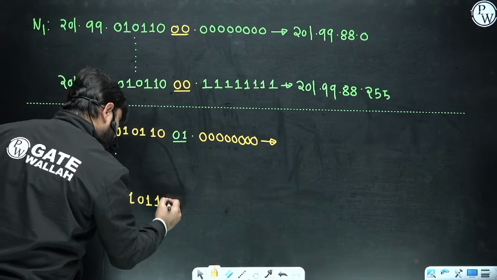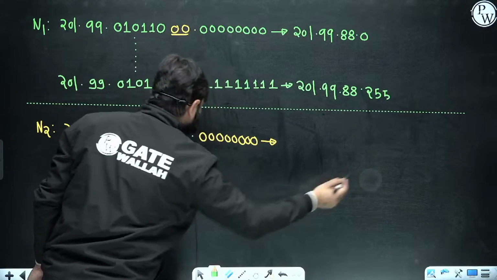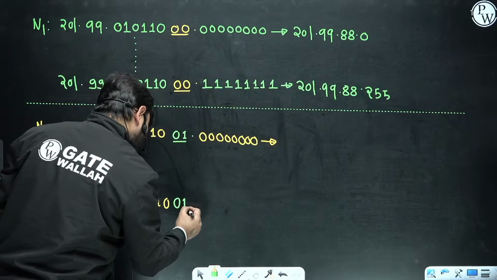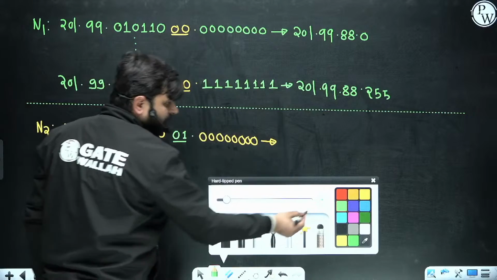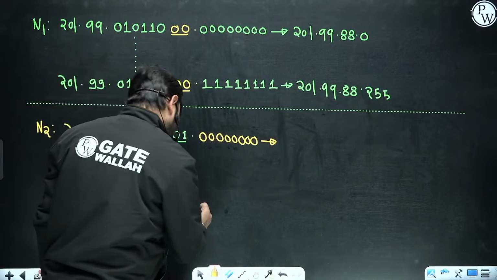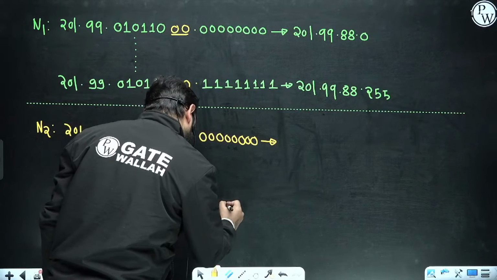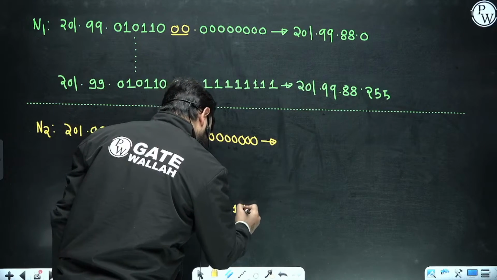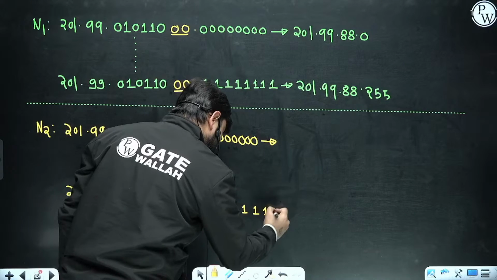201.99.010110. Okay. And these 2 bits will be 001. Same, not difficult at all. Now, what is the last number? Last number means put all ones in the host ID part. 1, 2, 3, 4, 5, 6, 7.